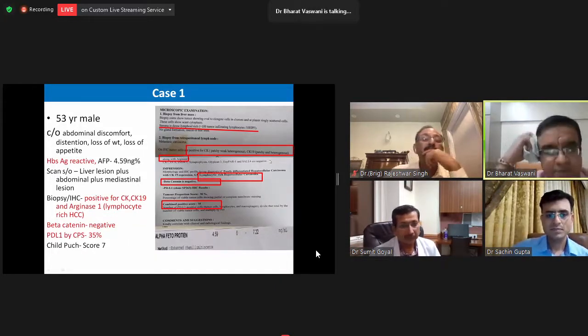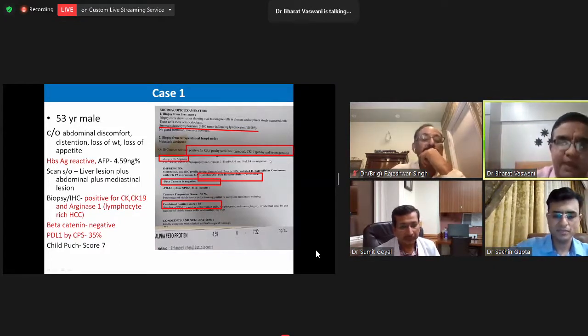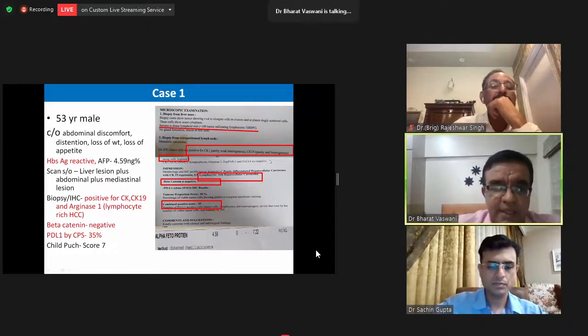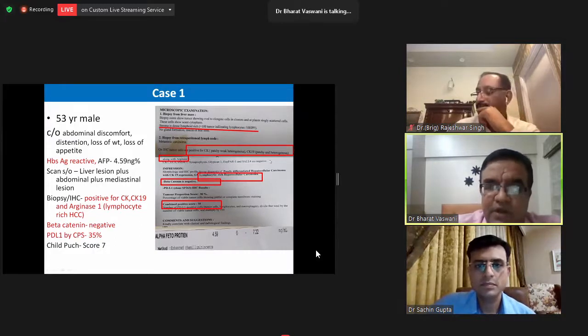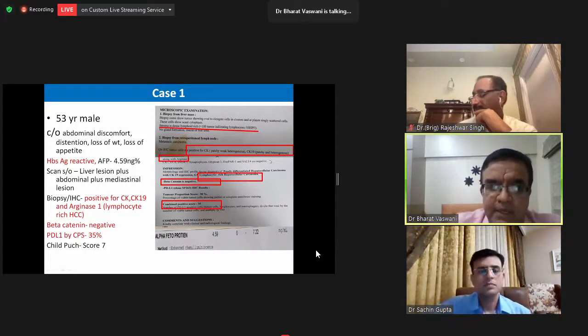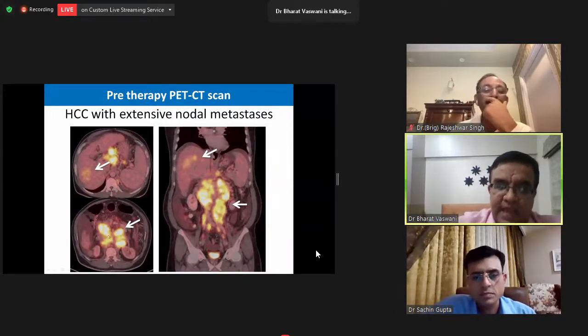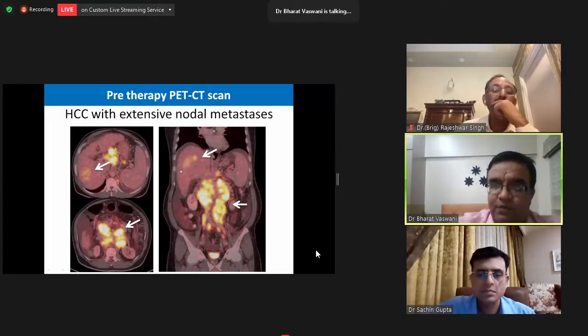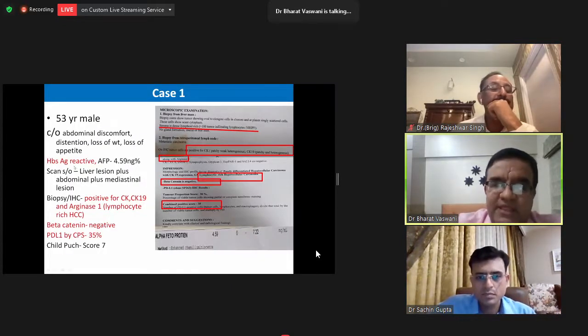We are lucky to have a big liver unit at our hospital under the care of Dr. Dharmesh Kapoor, so we see a lot of liver cases. Now see the first case. This was a 53-year-old male presented with abdominal discomfort, loss of weight, loss of appetite. You can see a liver mass and extensive abdominal lymph nodes. The patient was HBsAg reactive, alpha-fetoprotein was normal.